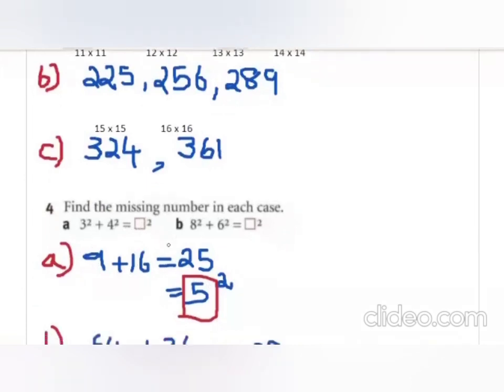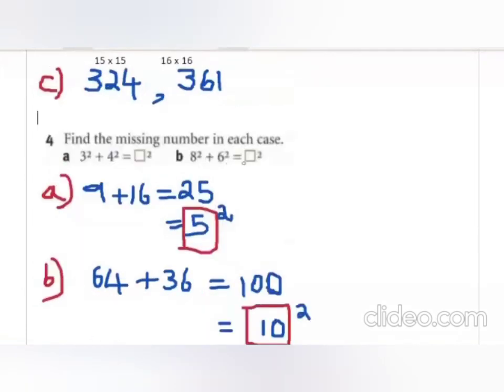Next one, 8 square plus 6 square. The same way we have to find the answer that should be put inside the box. So 8 square is 64 and 6 square is 36. When we add them together we get 100, where 100 is nothing but 10 square. So the number that should be written inside the box is 10. So we got the answer 10.